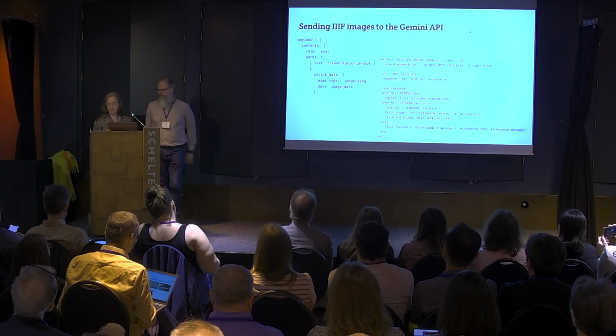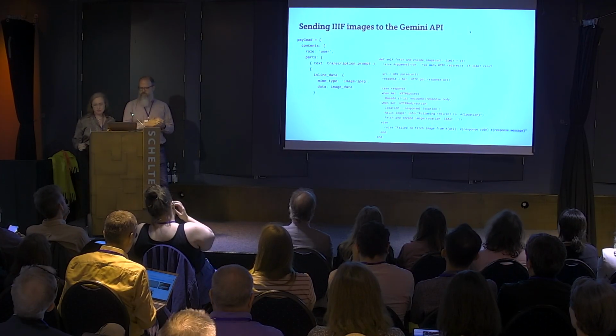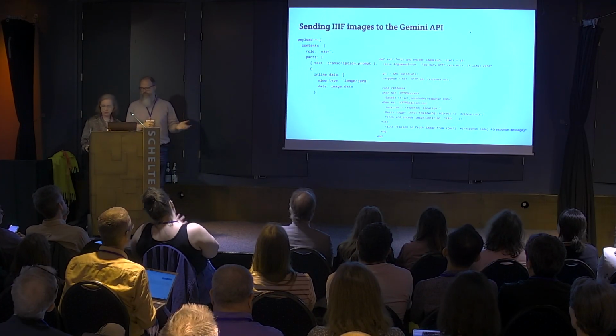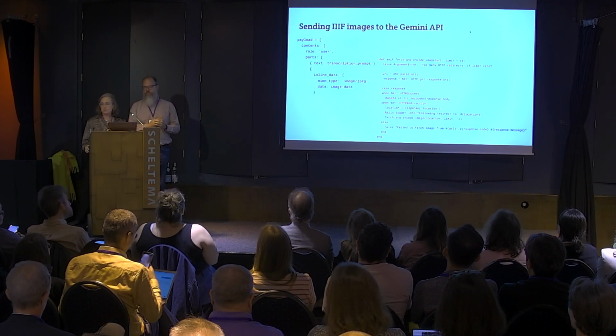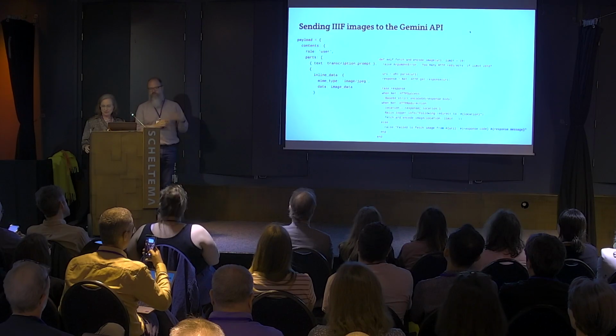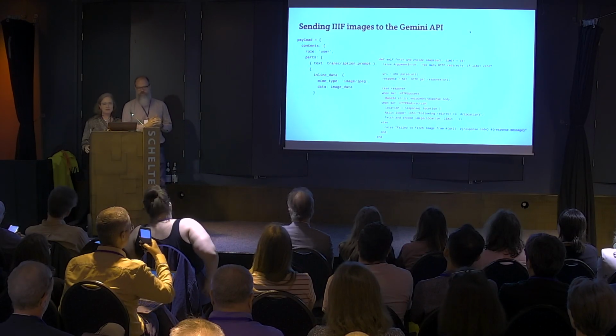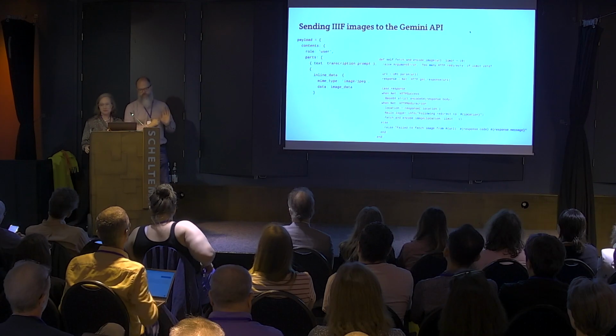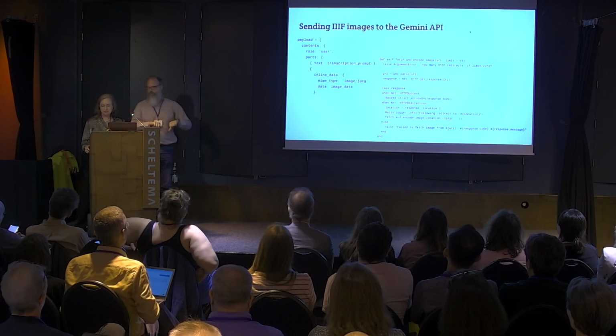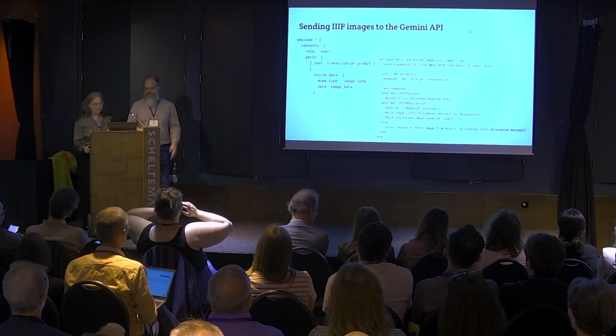So let's take a look at some code. How do we actually do this? Sending IIIF images to the Gemini API is something that will make anyone in this room cringe, because rather than passing a lovely URL to a IIIF image service, you have to download the image, bundle it up, and push it to Gemini. Boo. It's what we're stuck with right now.